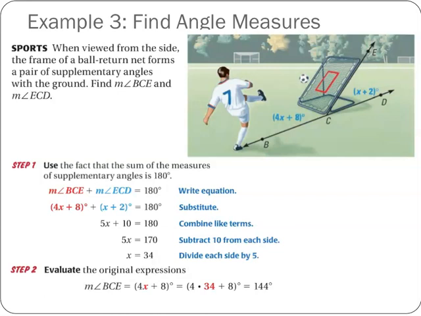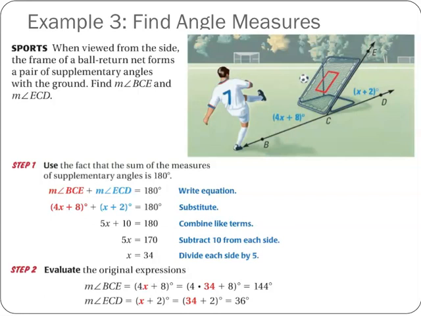So to find the measure of angle BCE, which we know was 4x plus 8, we substitute. So we have 4 times 34 plus 8, which is equal to 144. We'll do the same thing with the measure of angle ECD, which was x plus 2. So substitute x with 34, so we have 34 plus 2, which is equal to 36 degrees. So the measure of angle BCE is 144, and the measure of angle ECD is 36 degrees.